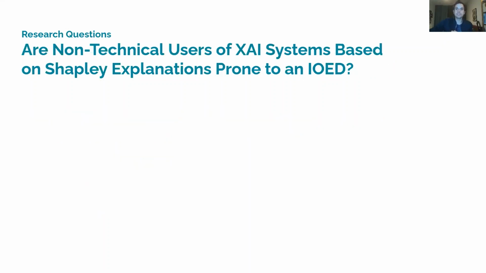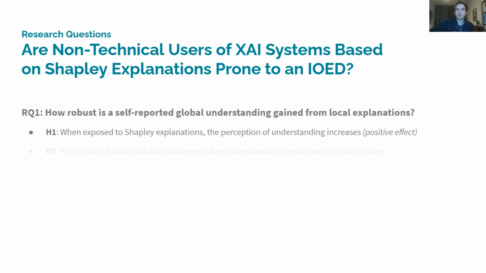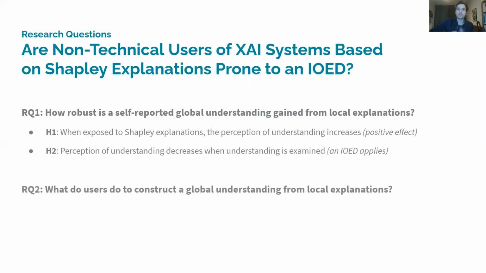As such, we investigated if non-technical users of XAI systems that are based on Shapley explanations are prone to an illusion of explanatory depth. We examined how robust a self-reported subjective understanding of users actually is. We hypothesized that when exposed to Shapley explanations, their perception of understanding should increase. Further, we believe that if an IOED applies, their perception of understanding should decrease when we examine their actual understanding. Further, we were interested in what users actually do in their reasoning when constructing their mental model of a global model behavior from local explanations.